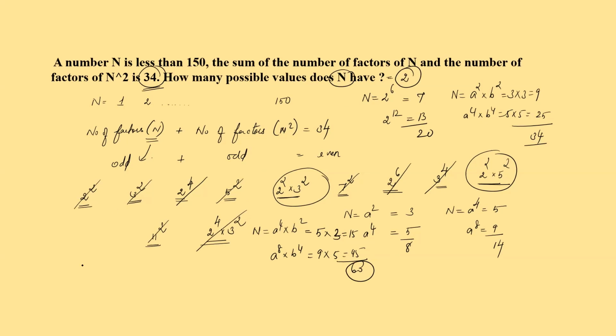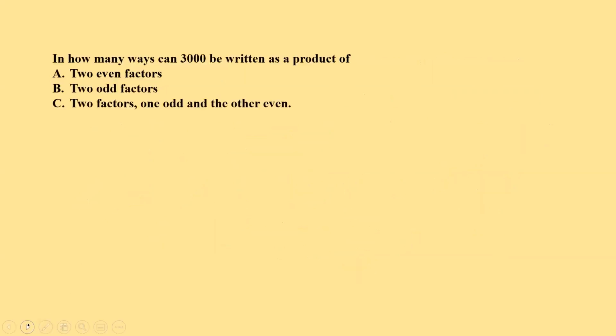Right, let us now go to one more question. Okay, and this question is based upon the number of ways in which a number can be written as a product of 2 of its factors. Please do try this up. I'll give you a total of 2 minutes for this. Go ahead. First of all, factorize 3000 and then after that you move ahead.